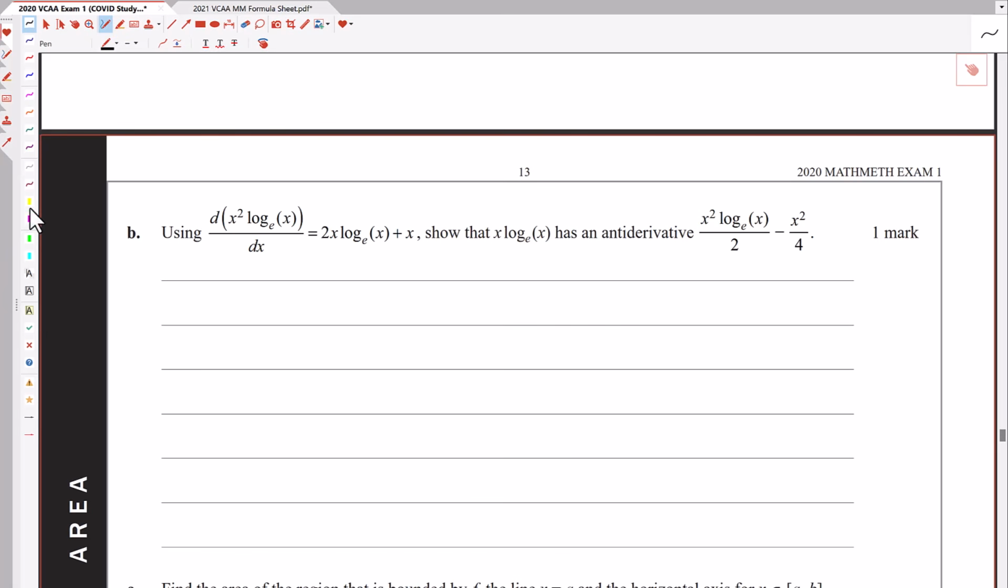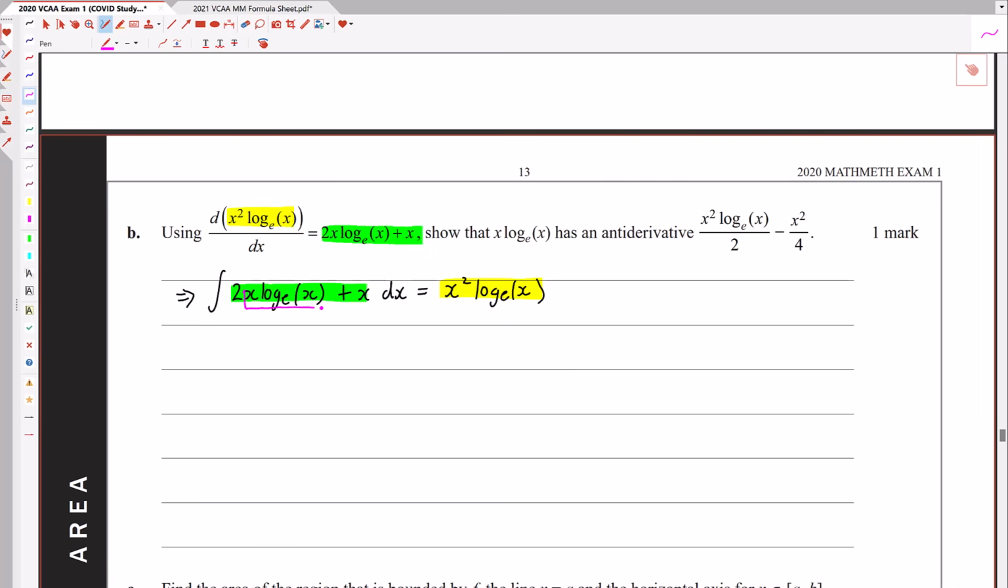If the derivative of this yellow thing is this green thing, then that means that the antiderivative of the green thing, 2x log e of x plus x dx, is the yellow thing. You always want to start with that, simply reversing the statement about the derivative. If the derivative of a is b, then the antiderivative of b is a. Done.